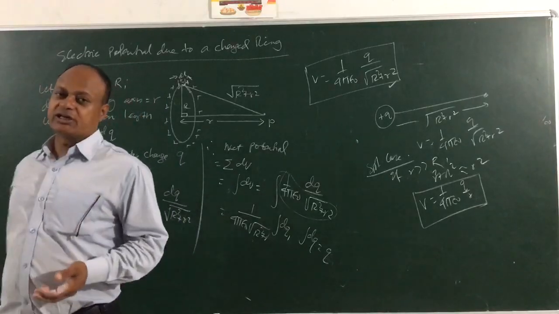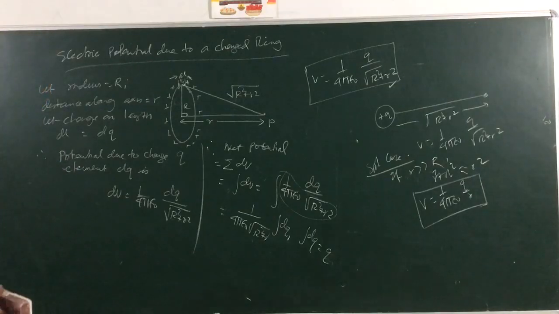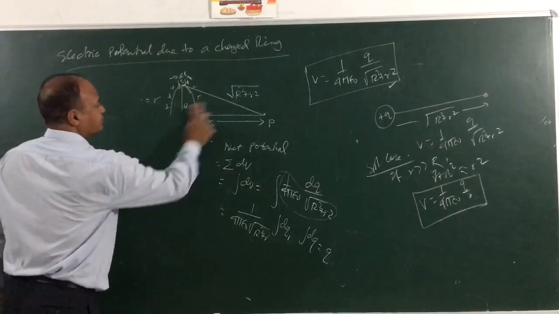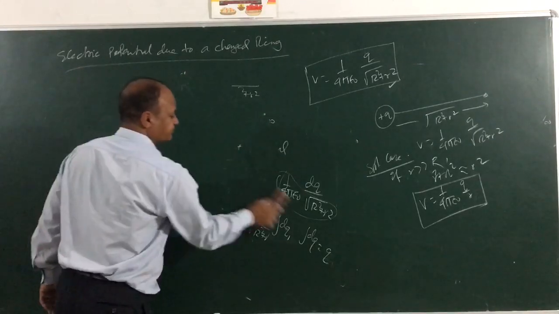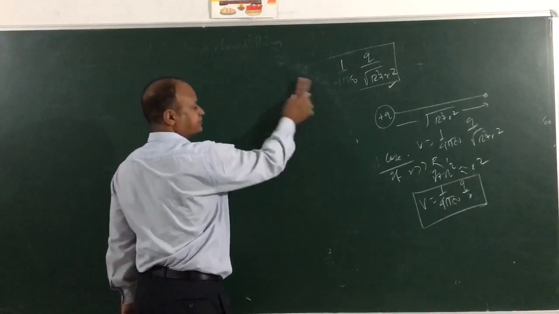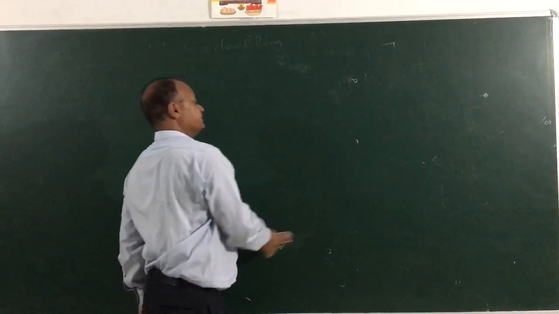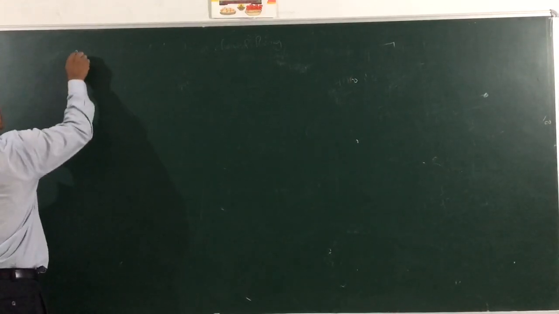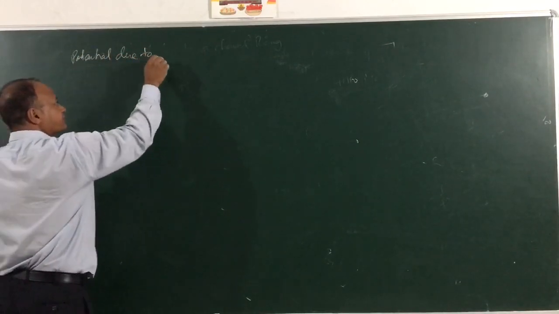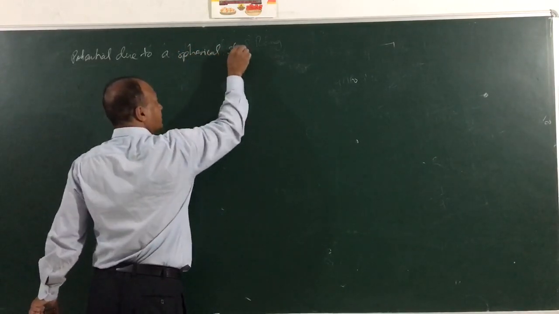So we saw potential due to a charged ring. Now next we will be seeing potential due to a spherical shell.